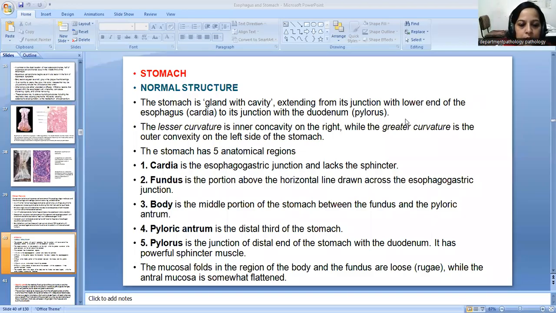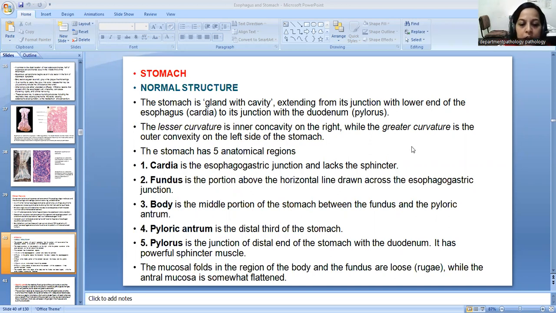So today we will study the stomach, and first of all we will study the normal structure of the stomach. The stomach is a gland with a cavity extending from its junction with the lower end of the esophagus to its junction with the duodenum, which is known as the pylorus. The upper end is known as the cardia. The lesser curvature is the inner concavity on the right, while the greater curvature is the outer convexity on the left side of the stomach.